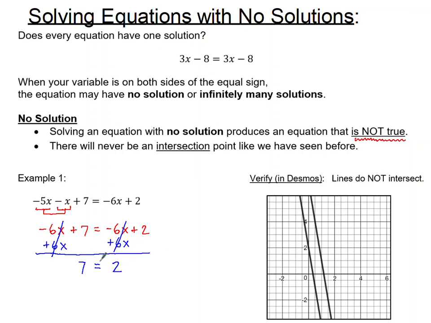Well, that doesn't make any sense because guess what? 7 doesn't equal 2. So we came down to a not true sentence. Remember, no solutions would yield a sentence that is not true, an equation that is not true. So when your variables go away and you're just left with numbers, if those two numbers are not the same, we have no solutions. And we write the words no solutions.